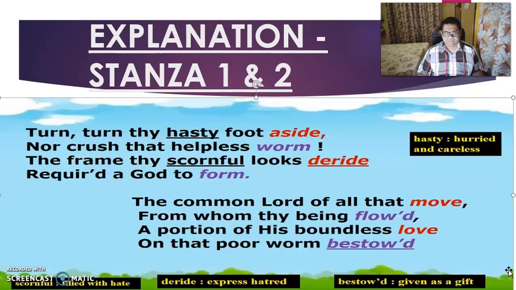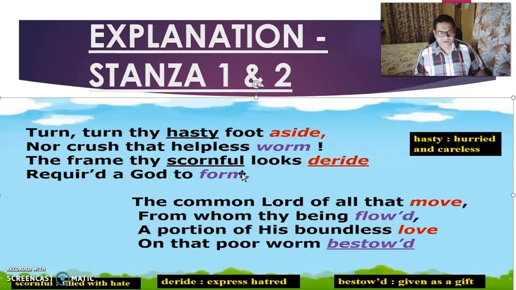Clear? So, here children, aside, deride, worm, form, move, love, flowed, bestowed. These are the rhyming words. So students, you have understood the first and second stanza very well, isn't it? It was very interesting and I am sure you all liked it. Right? Thank you.